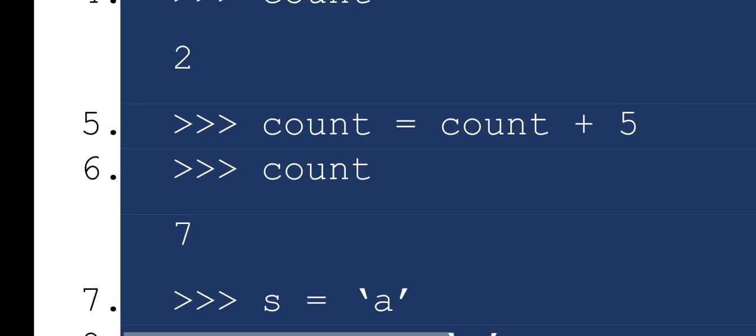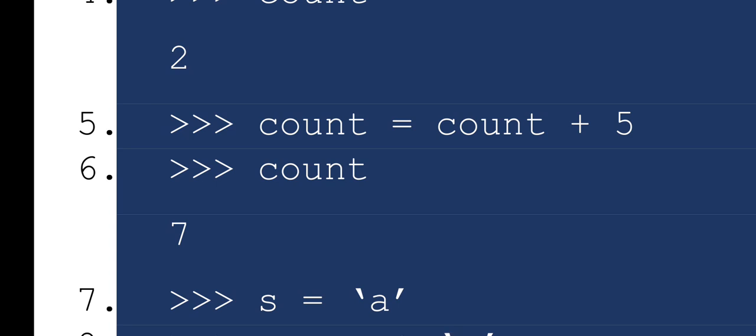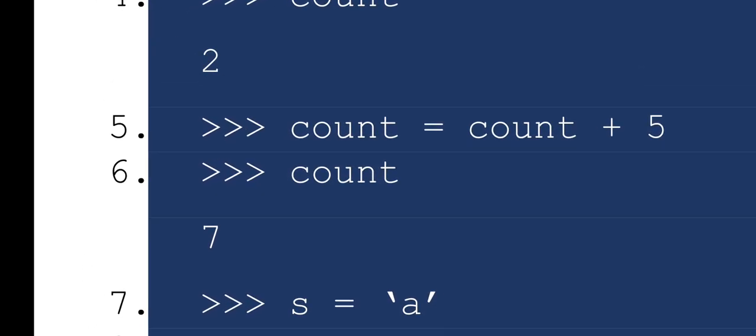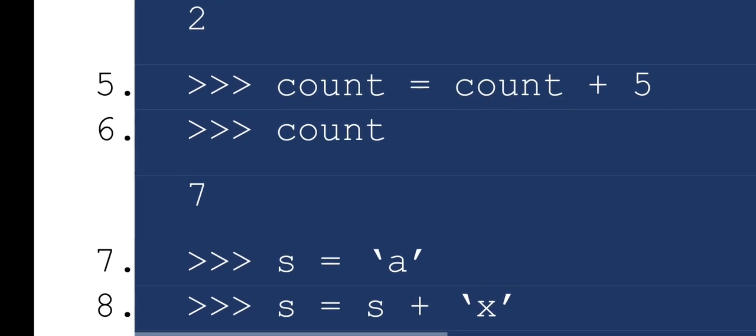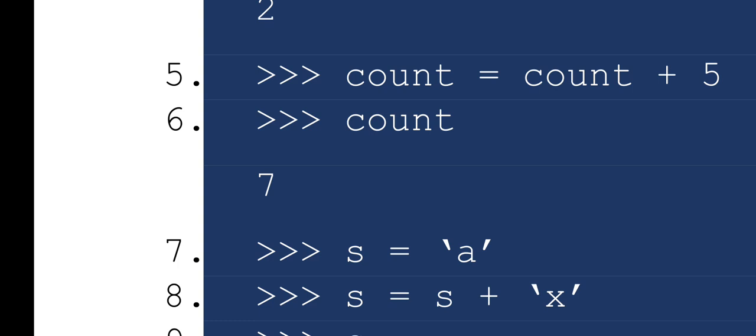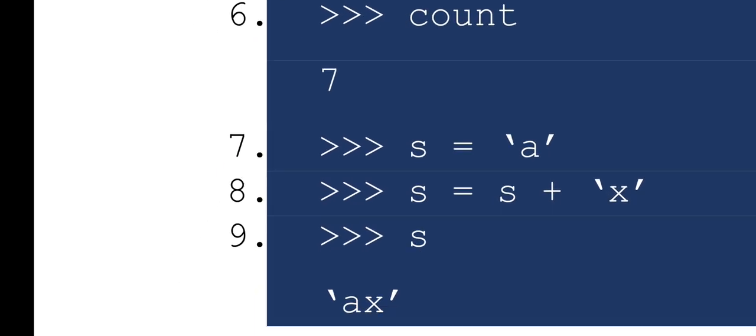Okay, and this is an incrementing version of a string, where the string "a" is assigned to the variable s, and on line 8 the value in s is concatenated with x, and the result is assigned to s, and on output we get ax.